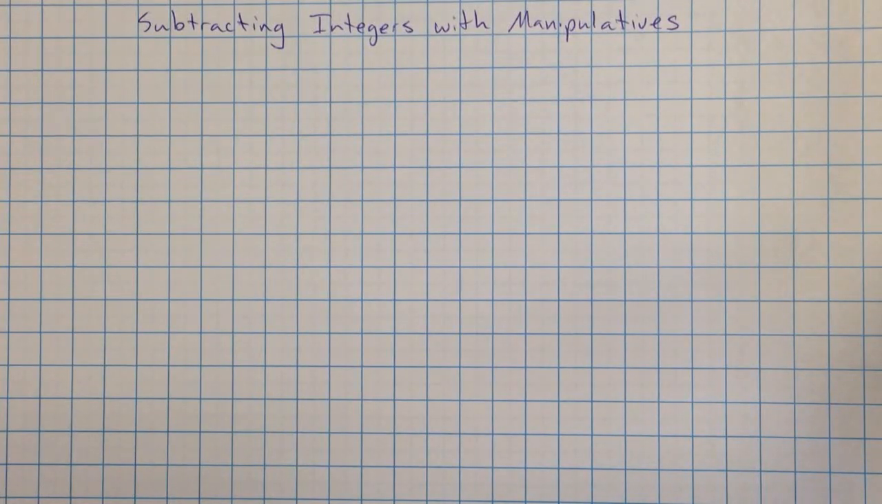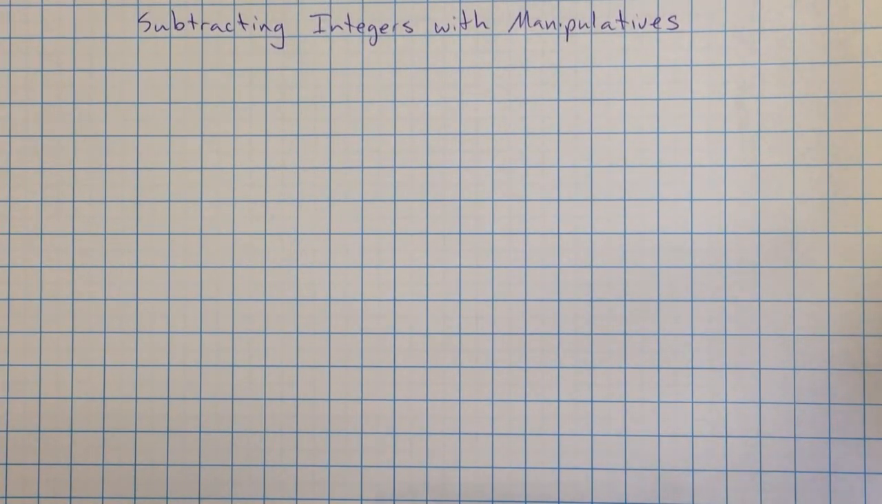All right, so subtracting integers with manipulatives is another way that you can work out what your answer is going to be if you have a negative number subtraction problem. It can get a little confusing, so we're going to do a couple examples together. I also will remind you, if you're in my class, to look at the directions and the steps and our example problems.